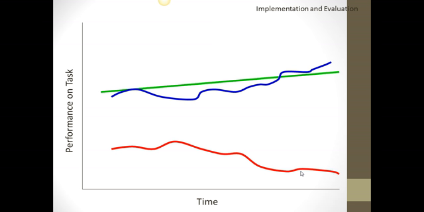We can look at changes in environment. We can look at that the assistive technology has now begun, the student has become much more dependent on that assistive technology, and so their performance without the assistive technology has degraded over time.